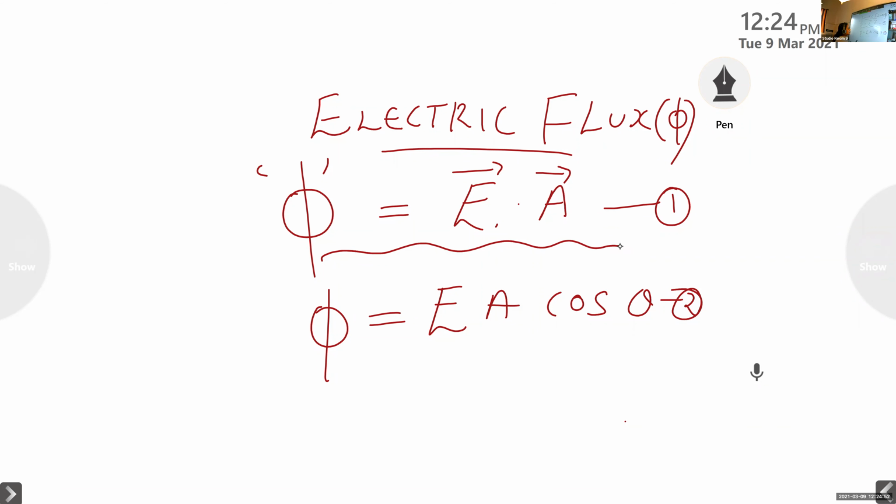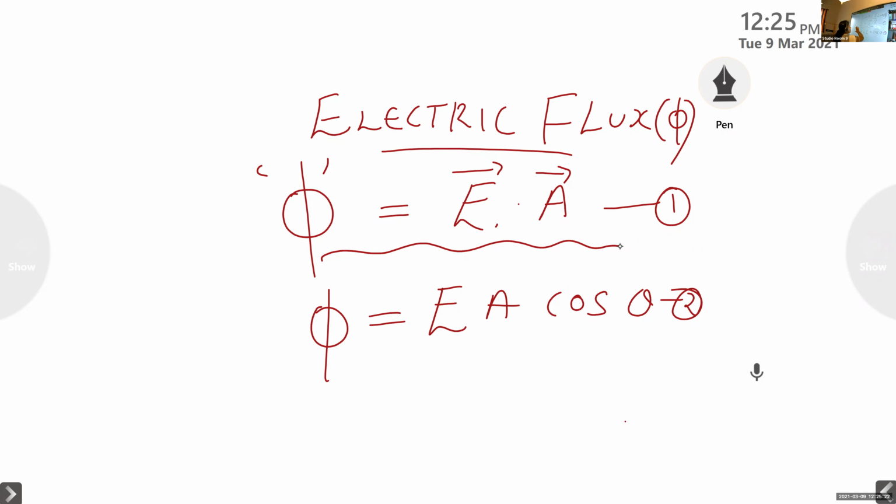Electric flux is represented by phi. It can be calculated using the equation phi is equal to vector E dot vector A, where E is the electric field vector and A is the area vector. Since it is a dot product, we can write phi is equal to EA cos theta. So it gives another definition for electric flux: the dot product of the electric field vector and the area vector. Clear?